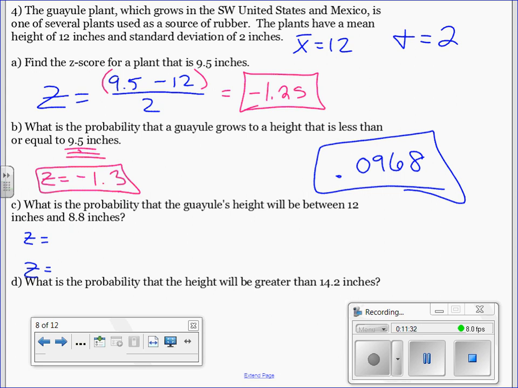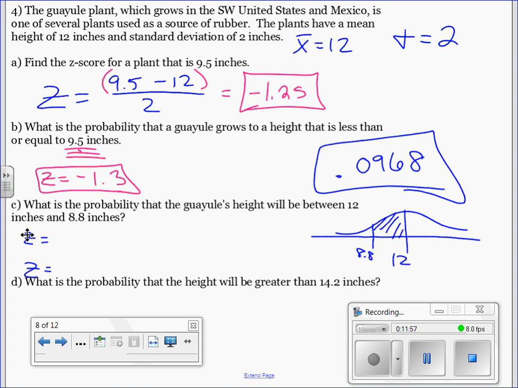So what we have here, think about our normal chart. We're going to find the probability of being below 12. Actually, the average is 12, so you should know the probability of being below 12, right? 50%. I don't even need to do a z-score. But then you'll find the probability of being below 8.8, and then you'll subtract them at the very end. Okay? That's how you're going to get the probability of being between.